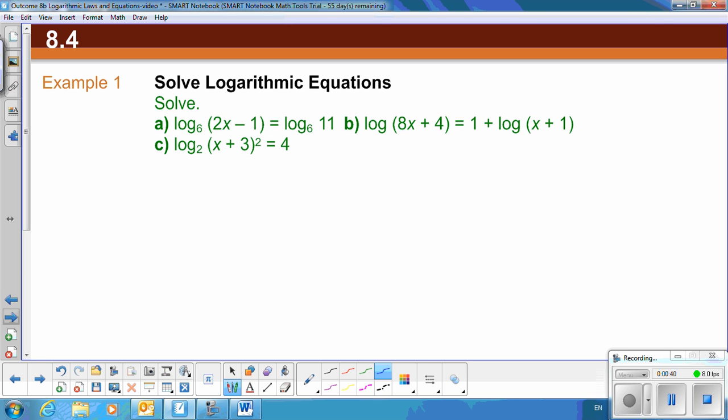We have 3 logarithmic equations here to solve, so let's start with the first one. In that first one, I have 2 logs with the same base being equal, so I can drop the log part and I'm just left with 2x minus 1 has to equal 11. This gives me 2x equals 12 or x equals 6.